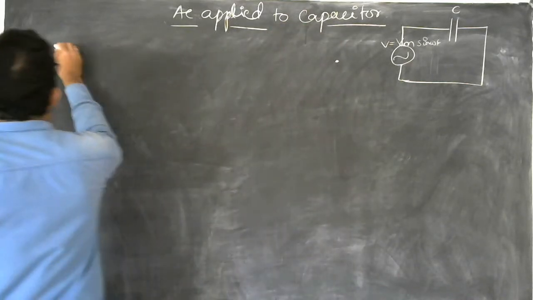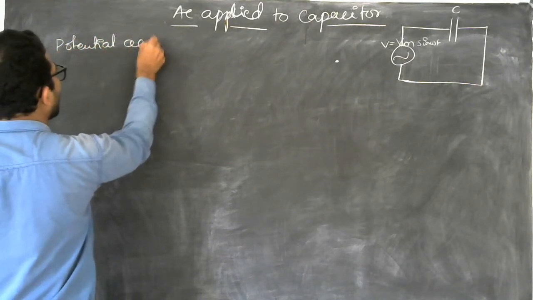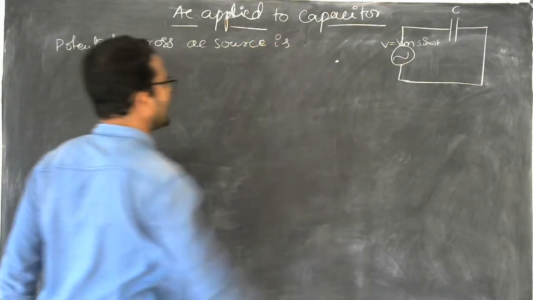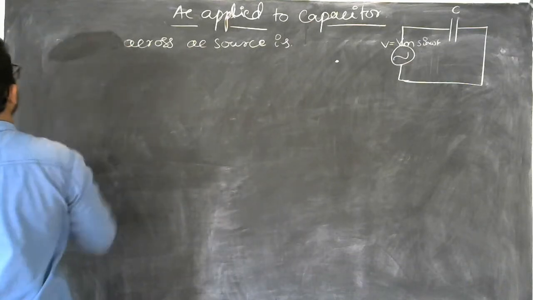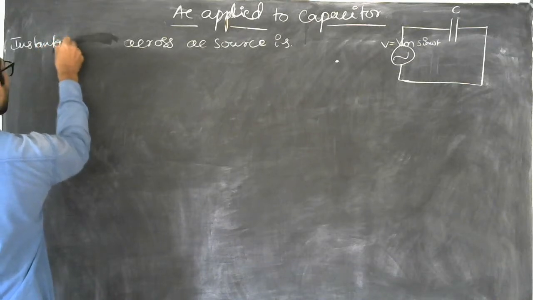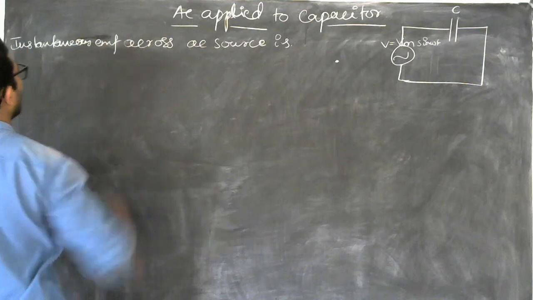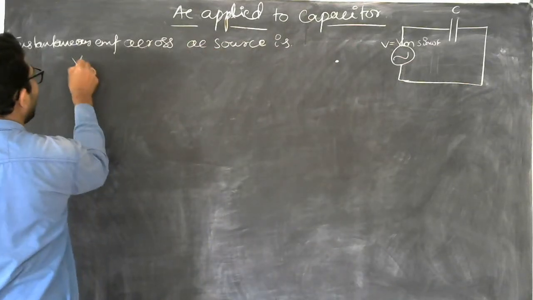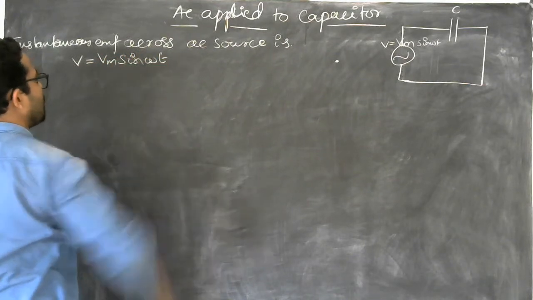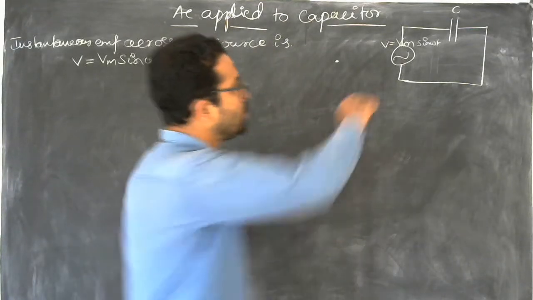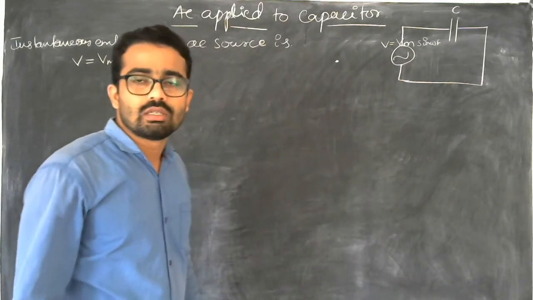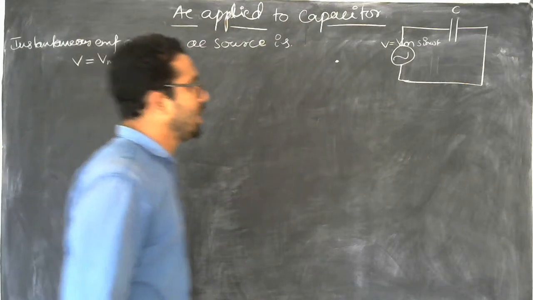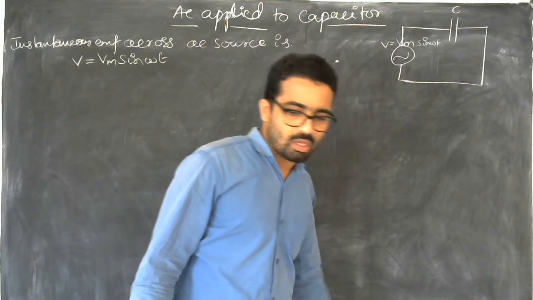Now let's write the potential across the AC source. We know the instantaneous EMF across the AC source, so we already have the standard equation, V is equal to Vm sin omega t. Now we can apply KVL to this loop. According to KVL, the algebraic sum of the potentials around a closed loop is equal to zero. We are doing this because we need to find the value of current.